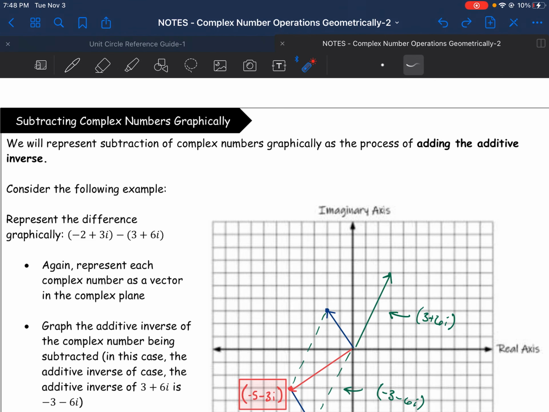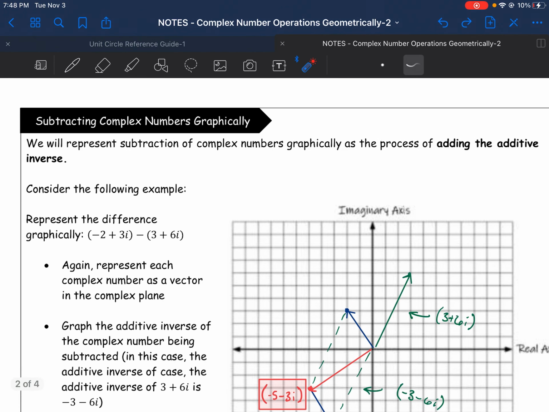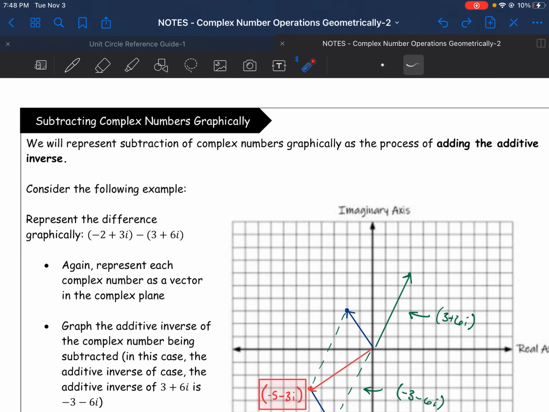Now let's take a look at what we would do to subtract complex numbers graphically. And essentially, it's going to be the exact same process as adding, but we're going to be adding the additive inverse. So here's the example we want to consider. We want to do the complex number negative 2 plus 3i minus the complex number 3 plus 6i. So here's the strategy here.